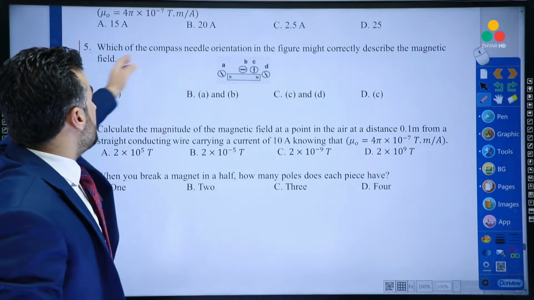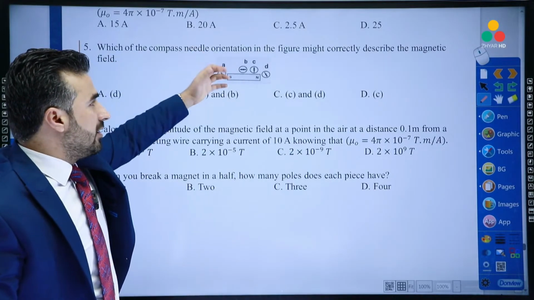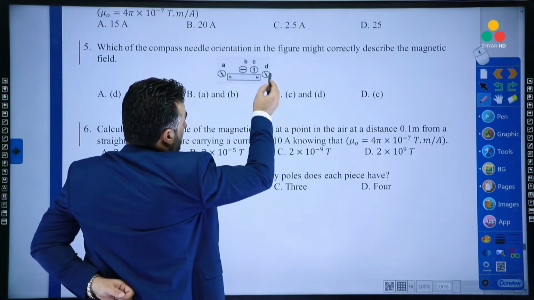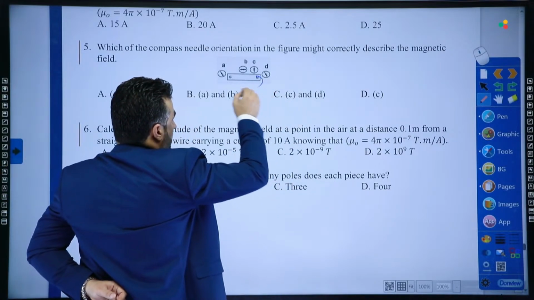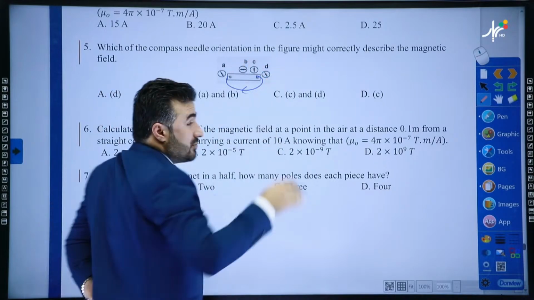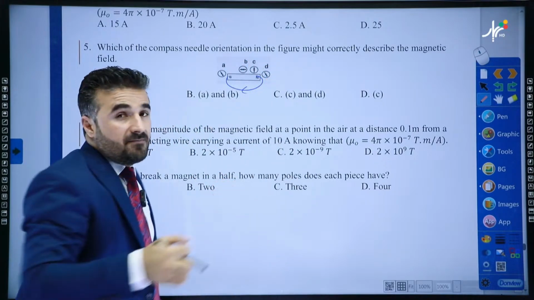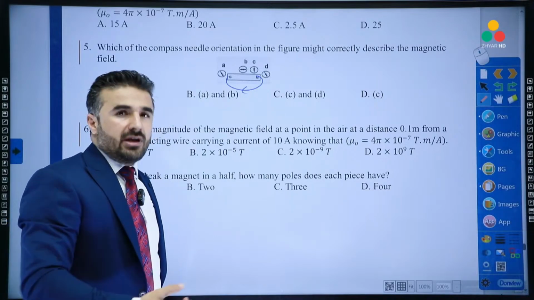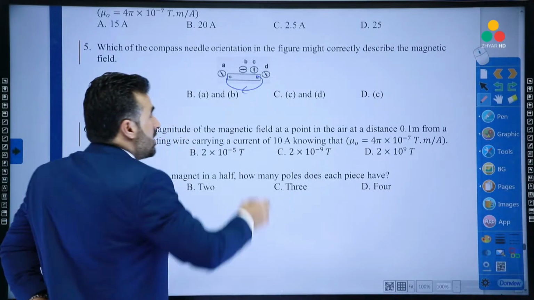Okay, so what is the question here? It says, which of the compass needle orientations in the figure correctly describes the magnetic field? So if I want to do this, we do know that the magnetic field goes from north to south, yes? So if that is the case, I'll do it on both sides. Those needles that fall on the same line and point in the same direction are correct. They are showing the correct orientation.